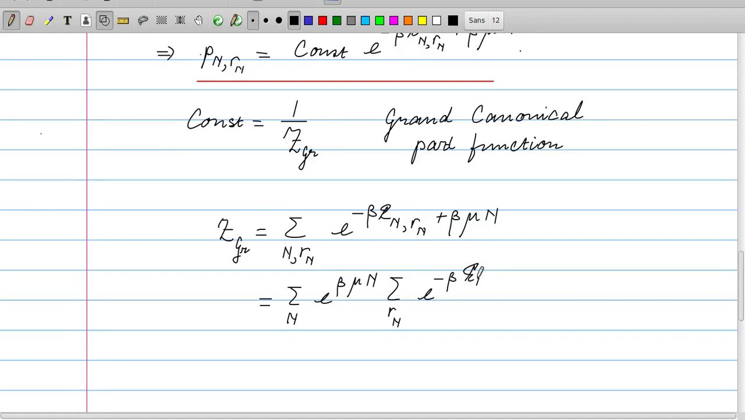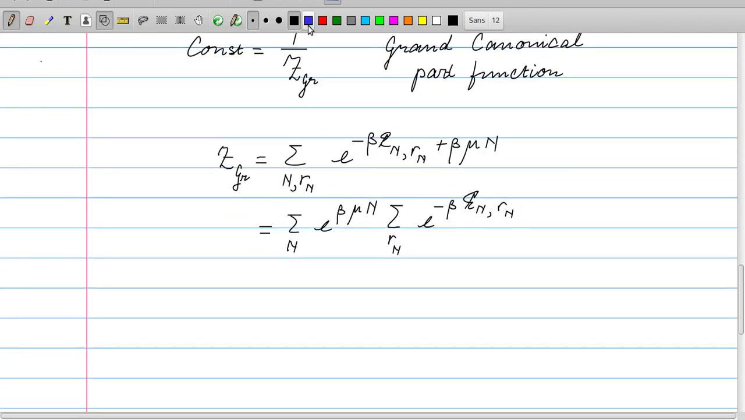And if you look at this expression, if you consider the second part of this expression, then you will recognize that this is nothing but the canonical partition function for N particles and at temperature T. And there may be also a volume dependence or a magnetic field dependence or whatever.